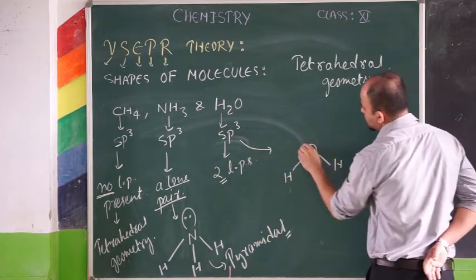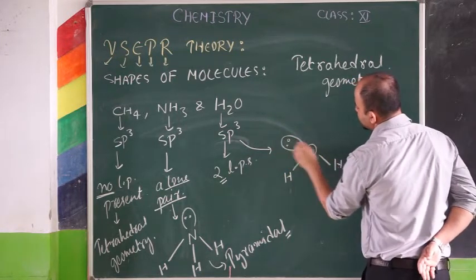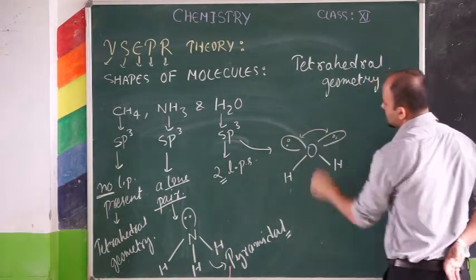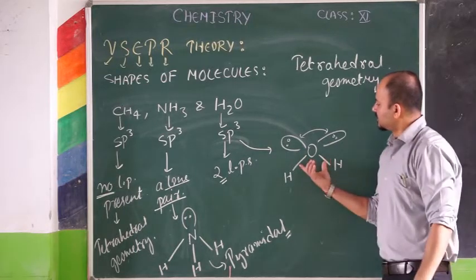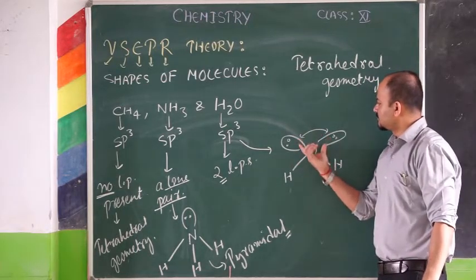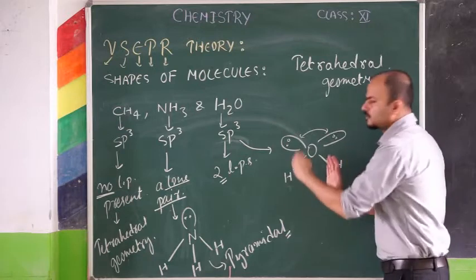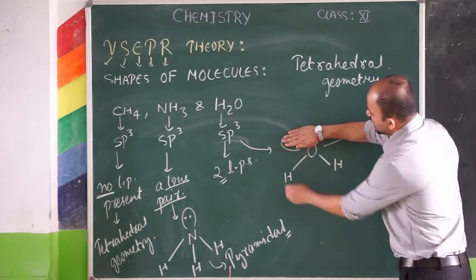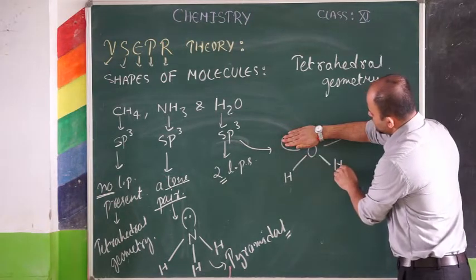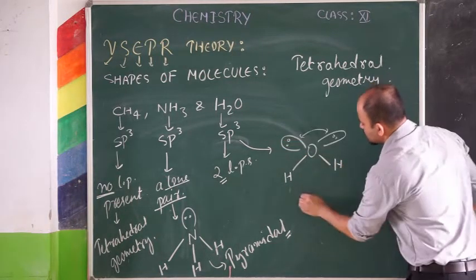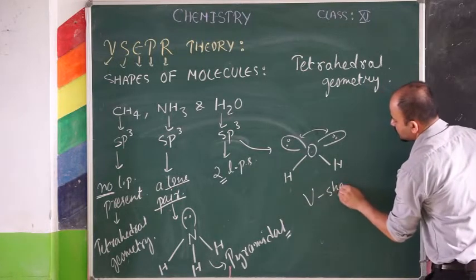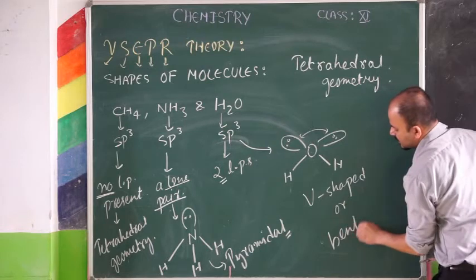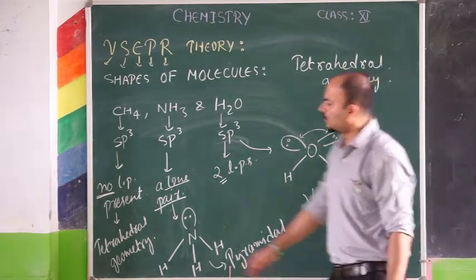Two lone pairs will try to remain as far away from each other as possible because their repulsion is maximum. Because of that, this lone pair repulsion forces its bonds to come very close to each other. Therefore, you can see, if you just look at hydrogen, oxygen, and this hydrogen, it is V-shaped, or bent. Now, let's discuss bond angle.